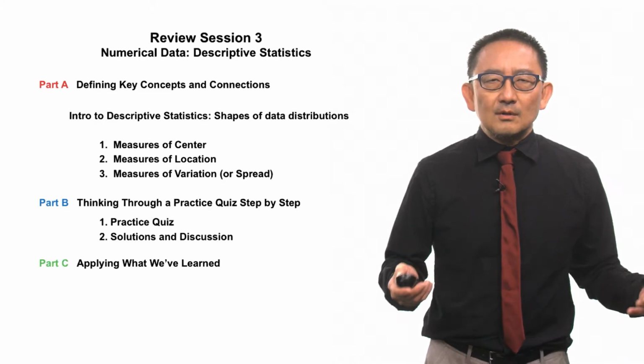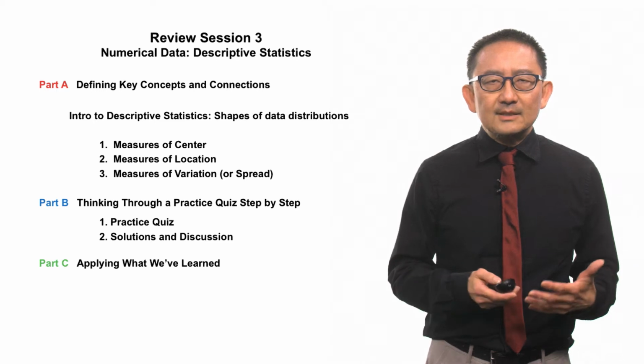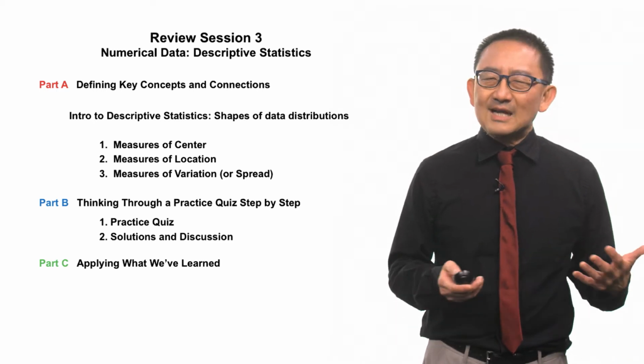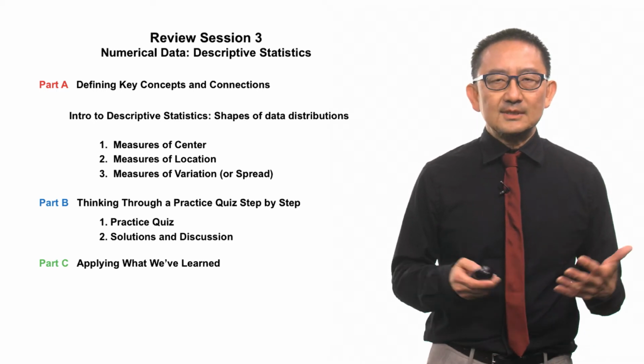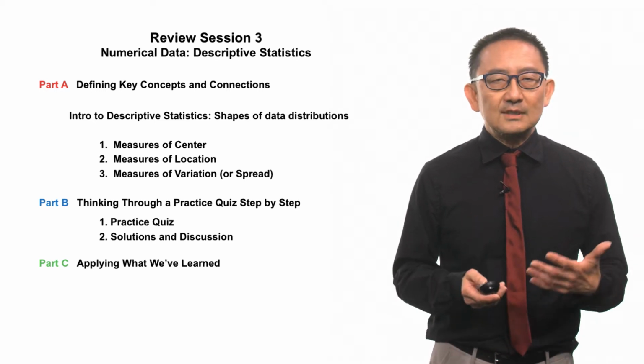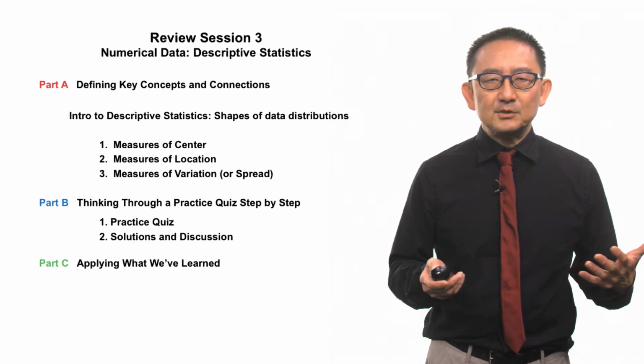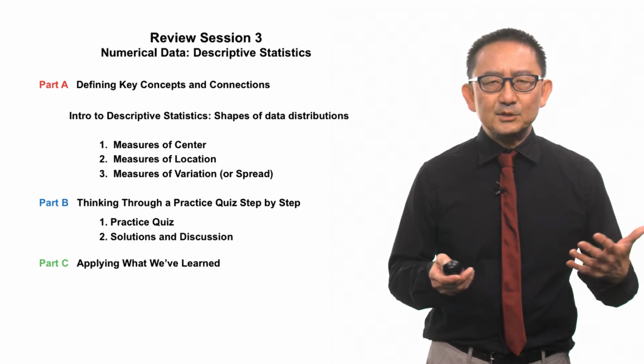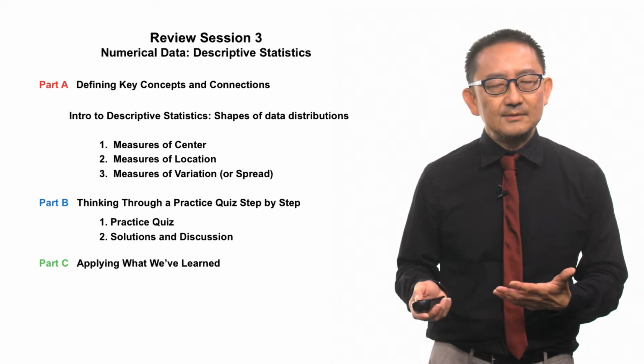So our overview will be beginning by describing some common shapes of distributions that you'll encounter. Then we will talk about measures of center, measures of location, and measures of variation or spread.